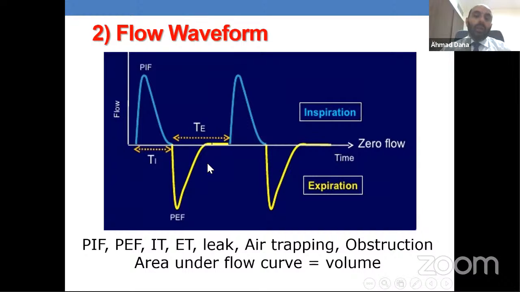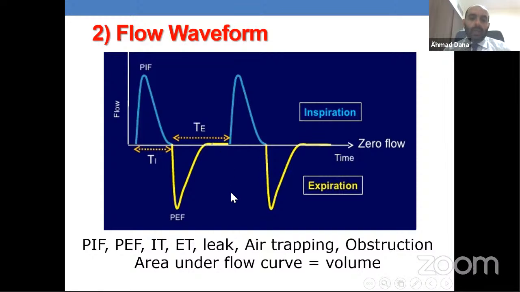Now going to the flow waveform. As we said, here this is the peak inspiratory flow, and this is the peak expiratory flow. When the flow of air goes up until it reaches the plateau, then it will go down until it reaches 0. Then when the exhalation valve opens, the air goes out at maximum flow until it reaches the peak expiratory flow. Then it will go back slowly until it reaches 0. So this is the inspiratory time, and this is the expiratory time.